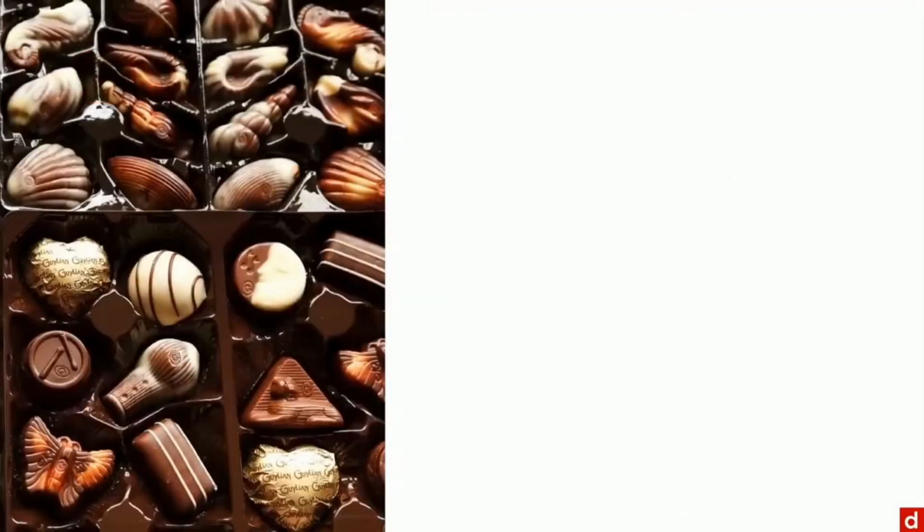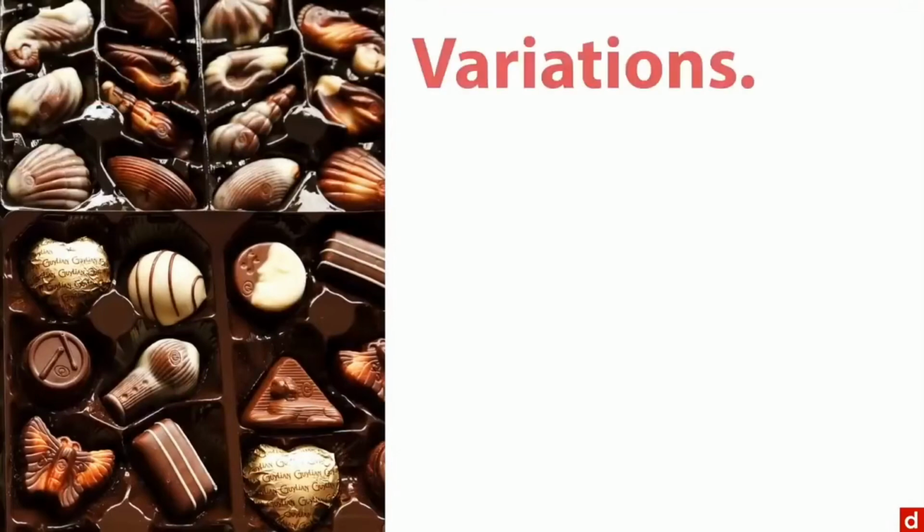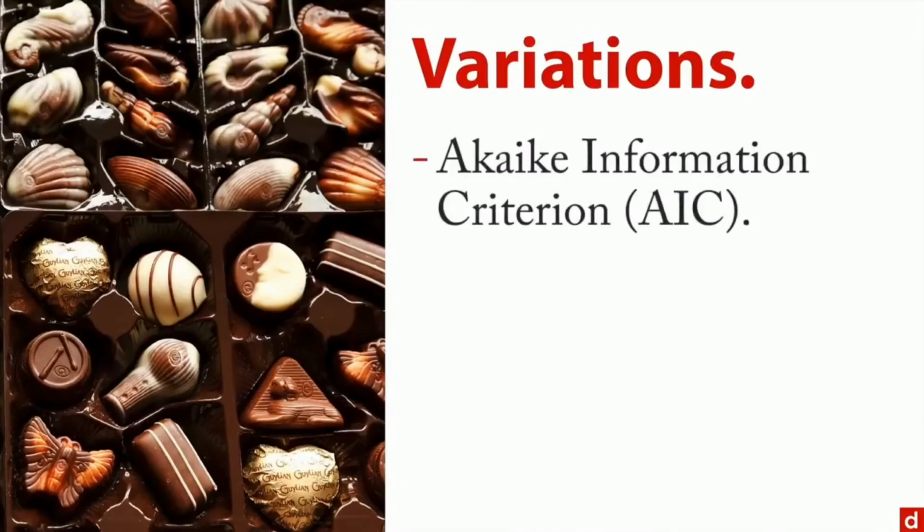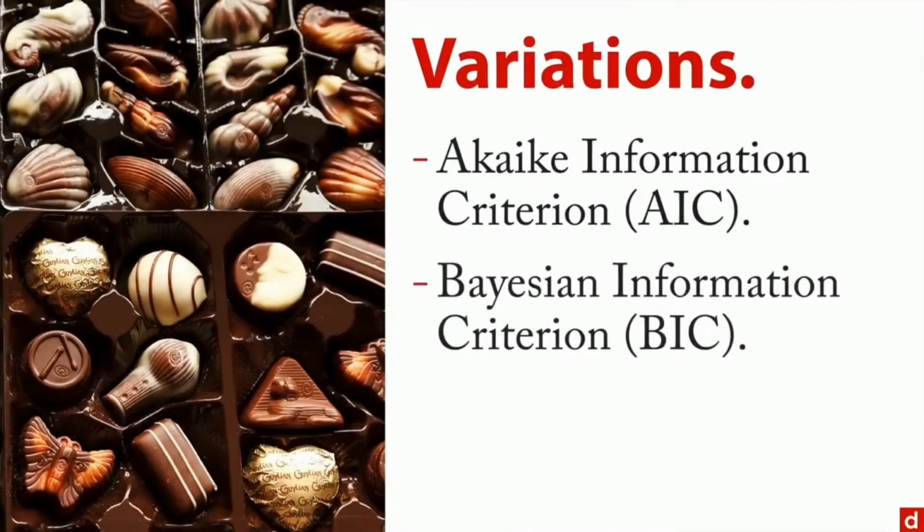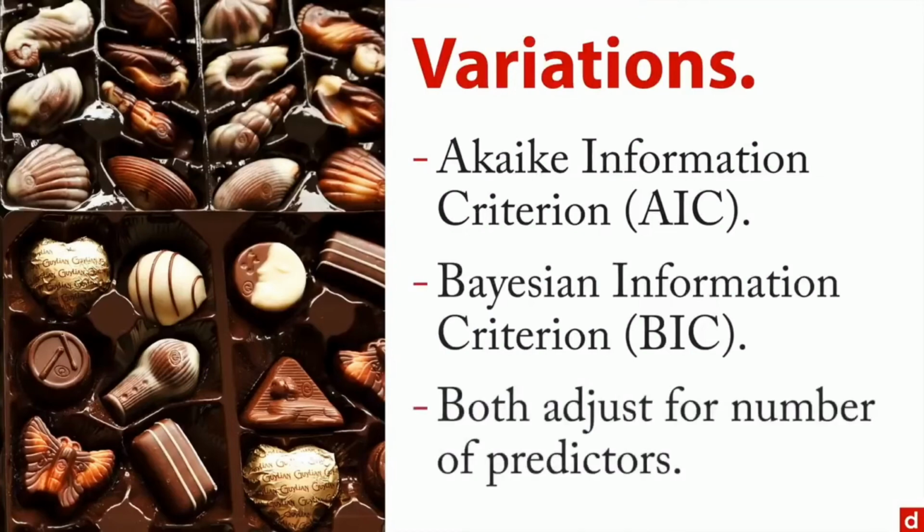Now, as I mentioned, there are some variations of this. I like to think of variations of chocolate. The -2 log likelihood, there's the Akaike Information Criterion, the AIC, and the Bayesian Information Criterion, BIC. And what both of these do is they adjust for the number of predictors. Because obviously, if you have a huge number of predictors, you're going to get a really good fit, but you're probably going to have what's called overfitting, where your model is tailored too specifically to the data you currently have and doesn't generalize well. These both attempt to reduce the effect of overfitting.